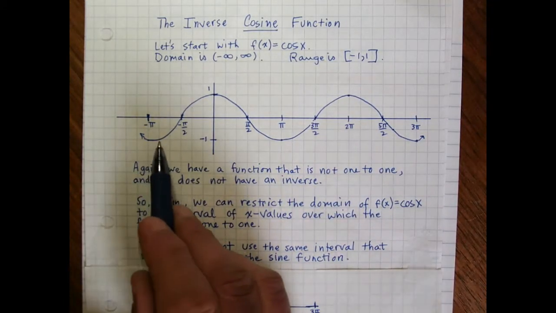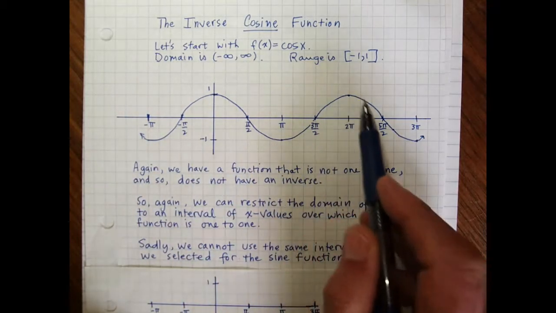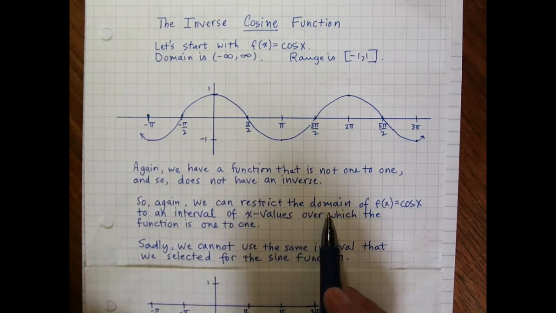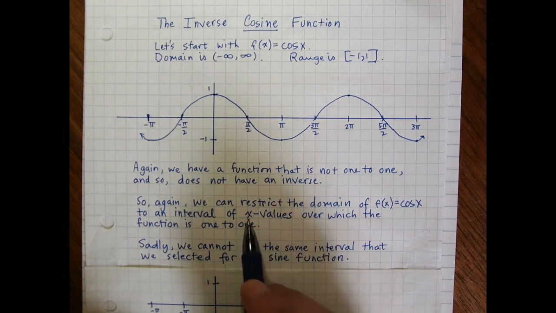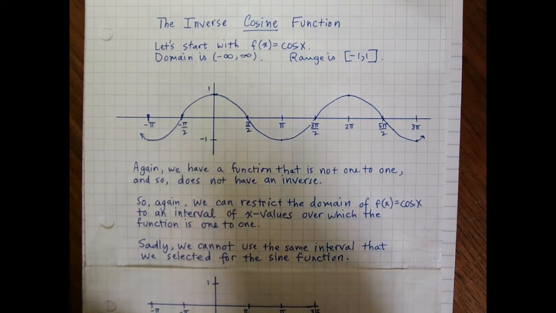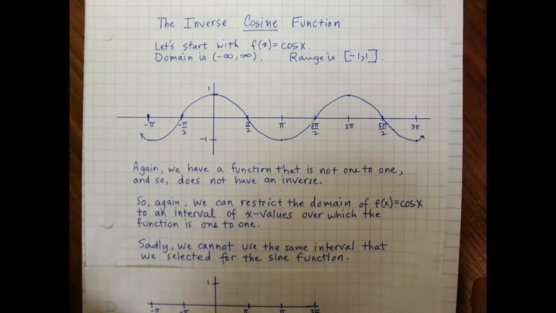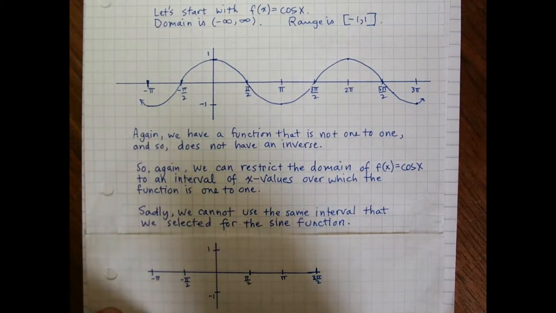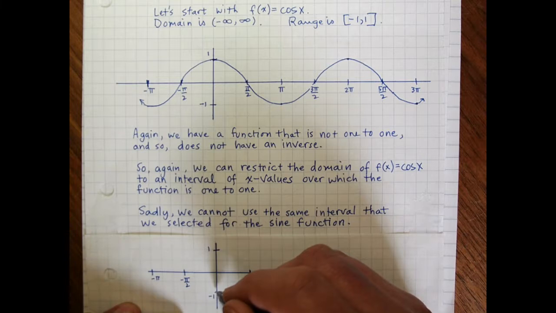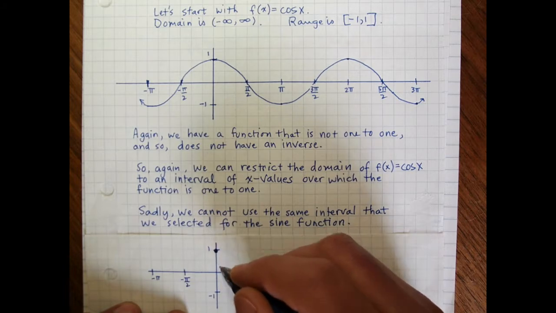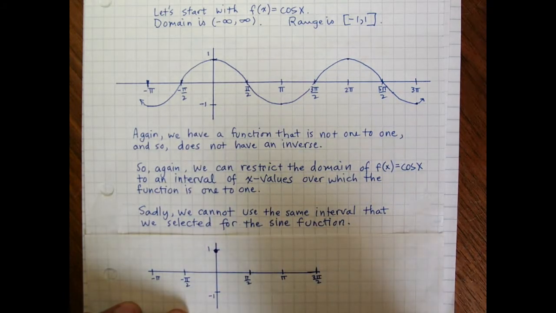And again, we do not have a function that is one-to-one, so the full cosine wave does not have an inverse. But just like we did with sine, we can restrict the domain of cosine to an interval of x values over which the function is one-to-one. And that's what we're going to do right now. It would make sense to me if we could use exactly the same interval that we used for sine. Now, starting out too, I think we want to keep the y-intercept value at the point 0, 1 if we possibly can.